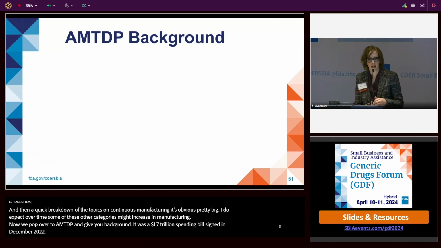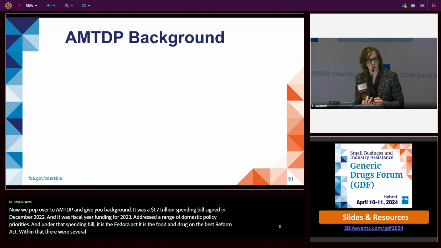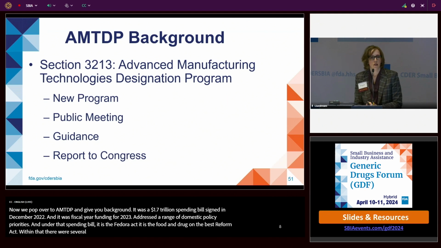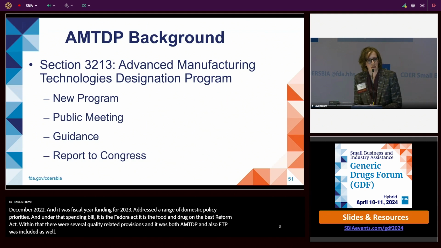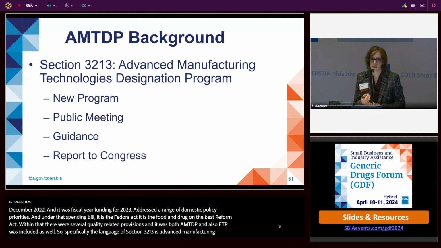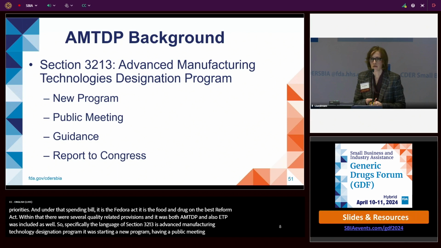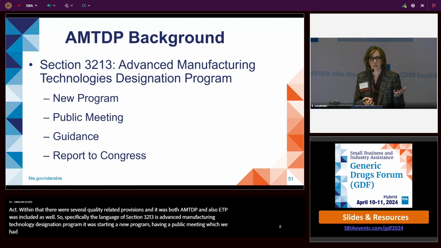And within that, there were several quality-related provisions, and both AMTD and ETP were included in there as well. Specifically, the language of Section 3213 is for the Advanced Manufacturing Technologies Designation Program, and it was starting a new program, having a public meeting, which we had at about the 180-day mark last June. It was a chance to get stakeholder feedback.